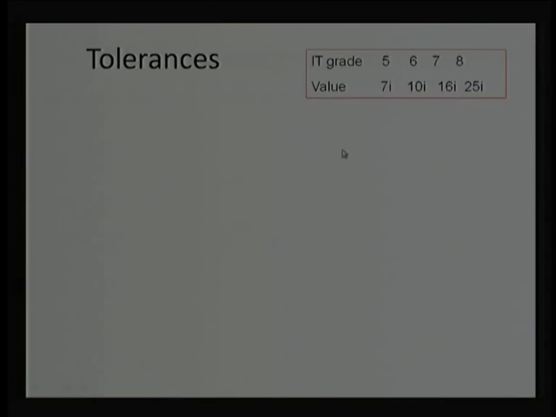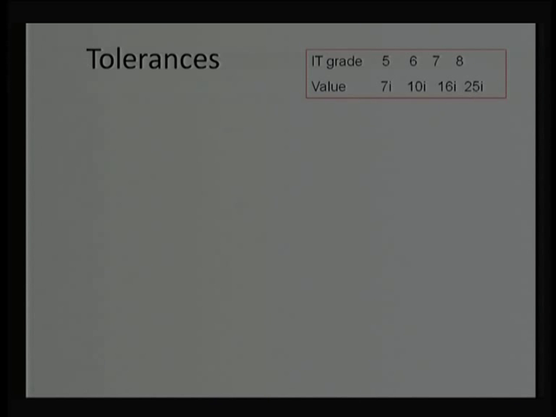There is another way to calculate the IT grade tolerance limit. Instead of just referring to the table, we can go ahead with this one. If we know the IT grade, and this is generally recommended for bearings, IT grade 5, IT grade 6, IT grade 7, IT grade 8, that value in micron can be calculated by this relation. For IT5, it is 7i. For IT grade 6, it is 10i, and for IT grade 8, it is 25i.